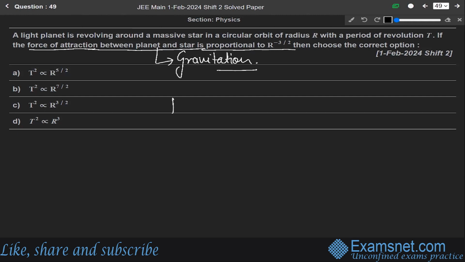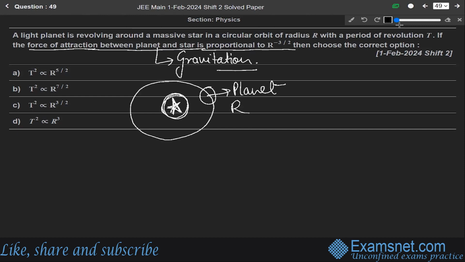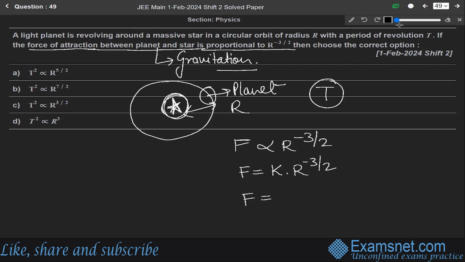Let us say this is a star, and a planet is revolving around the star in the circular orbit. This is the planet. Okay, and its radius is r, and t is the time of revolution. And the force acting between this star and planet is directly proportional to r to the power minus 3 by 2. Now, when we remove this proportionality sign, then a proportionality constant comes, let us say it is k, into r to the power minus 3 by 2. So F will be equal to k over r to the power 3 by 2. This is equation 1, okay?